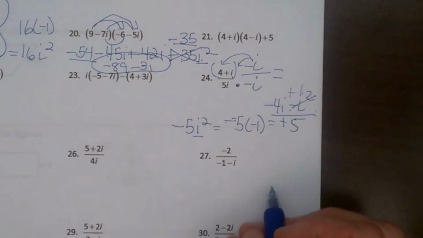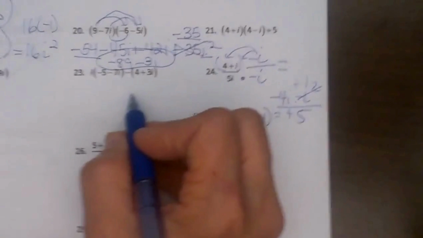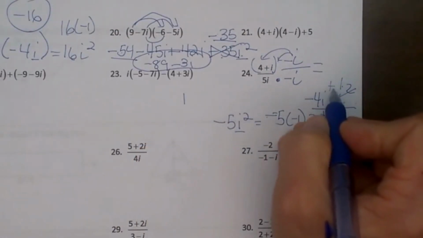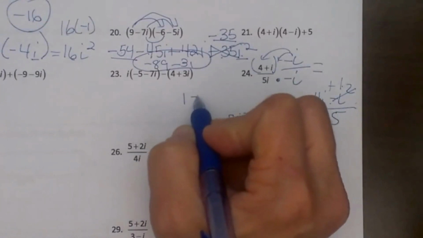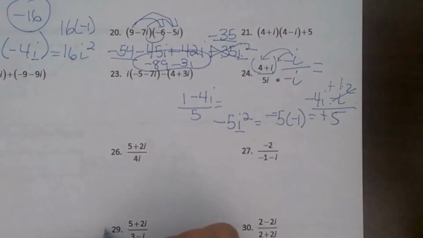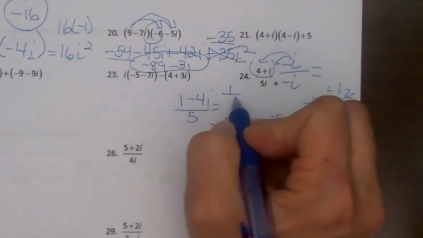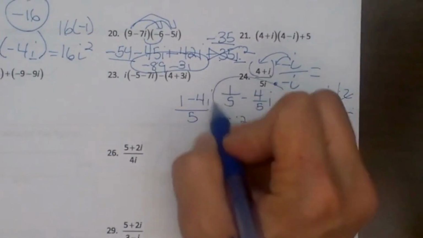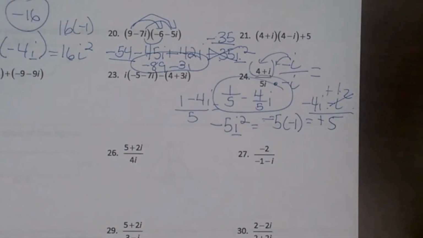So now let's get it in the correct form. I'm going to have to go over here and write the final answer. 1, because my real numbers first, minus 4i, all over 5, and then you need to split that into two parts. So I have 1/5 minus 4/5 i, and that's that final answer. So that's how you multiply and clear the denominator.